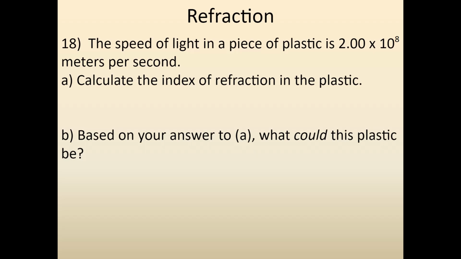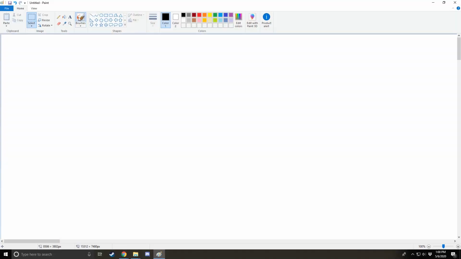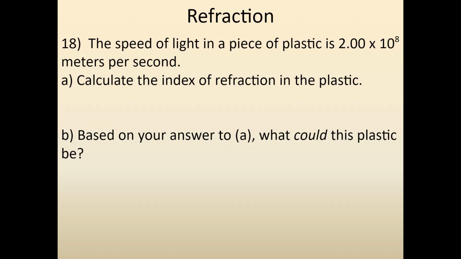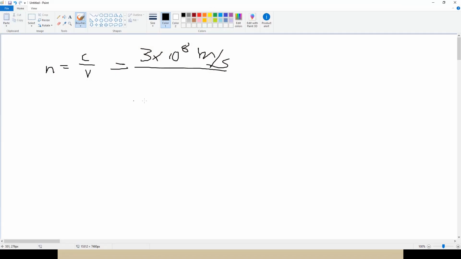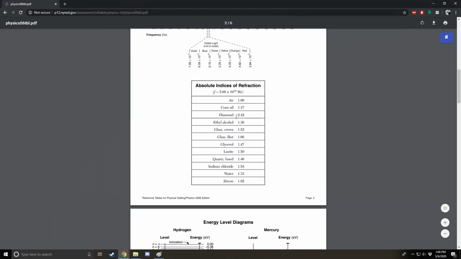So they want us to first figure out the index of refraction of the plastic. So I'm going to use n equals c over v. I know that the speed of light in a vacuum is 3 times 10 to the eighth. And then they tell me that the speed of light in the plastic is 2 times 10 to the eighth. So 3 divided by 2 is 1.5, which when I look at the reference table gives me lucite.